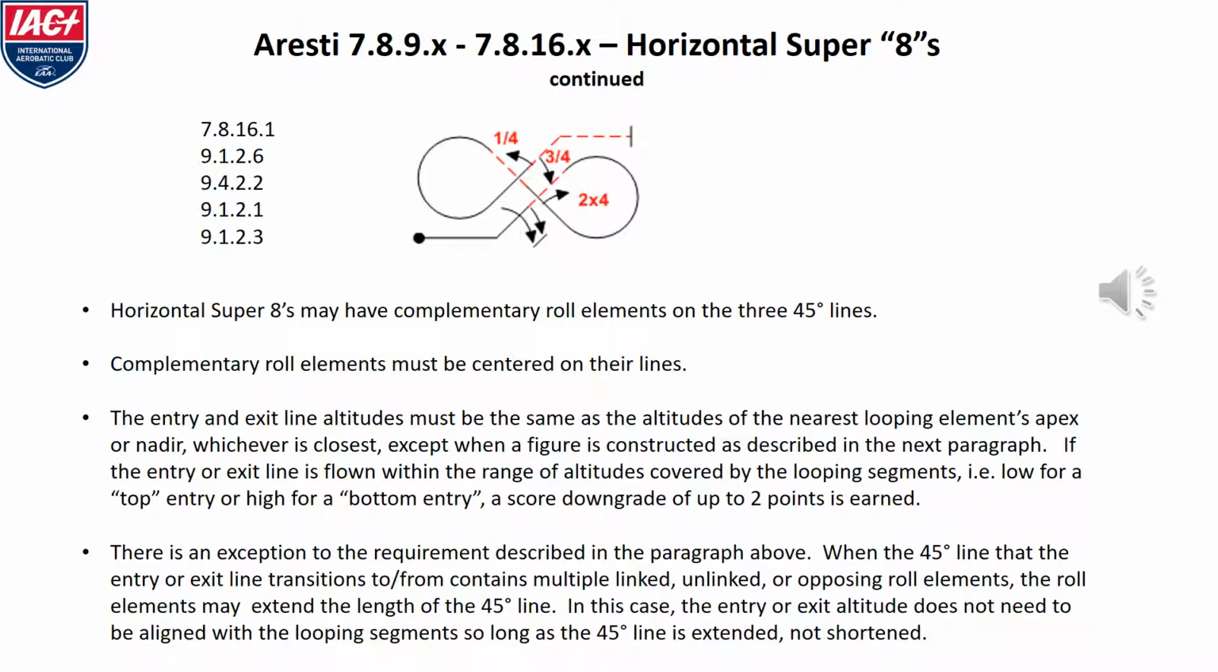If the entry or exit line is flown within the range of altitudes covered by the looping segments, a score downgrade is applied. The exception is when an entry or exit 45 line is extended by multiple linked, unlinked, or opposing roll elements. In this case, the entry or exit altitude does not need to be aligned with the looping segments.